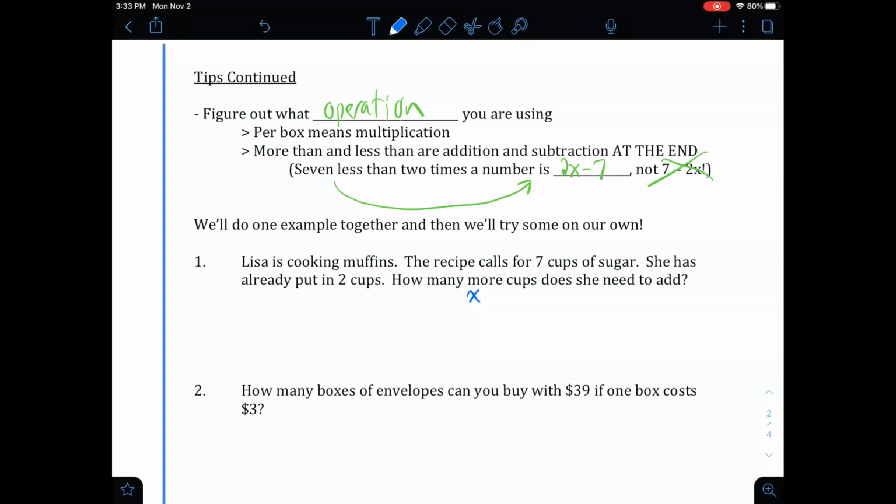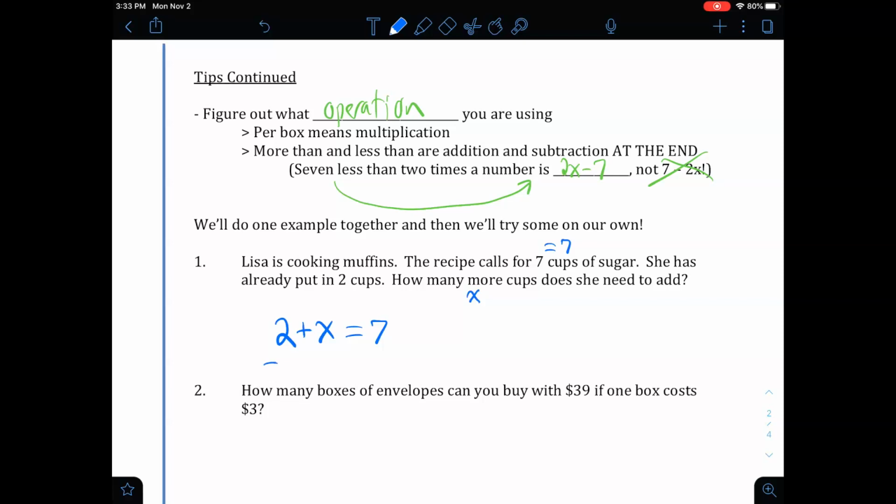All right. Do we have a total for this problem? The total is a good thing to look for here. The recipe calls for how many cups of sugar? 7 cups. We're going to put equals 7 over here. And then what else do we know? We also know she's already put in 2 cups. So if we already put in 2 cups, let's start with 2 here. And we're looking for how many cups she needs to add. Well, that tells us we're going to add. So I'm going to do 2 plus X equals 7. That's our equation. Okay? How do we solve this now?